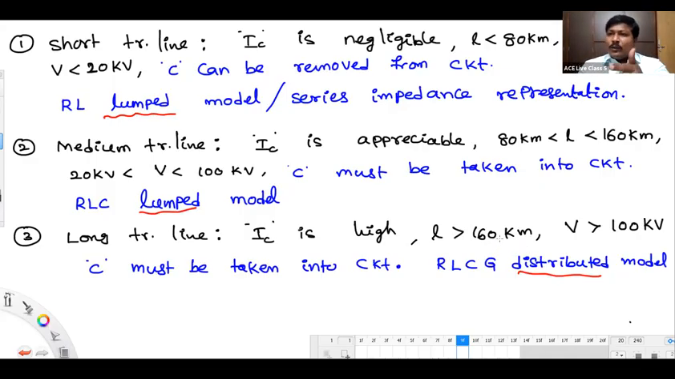Length less than 80 kilometers, go with the RL lumped model. 80 to 160, go with the RLC lumped model, and more than 160, go with the distributed model. What is this classification that people have given? This classification they have given in view of the steady state analysis, right? As far as the transient analysis is concerned, the line must be represented only in the distributed model.